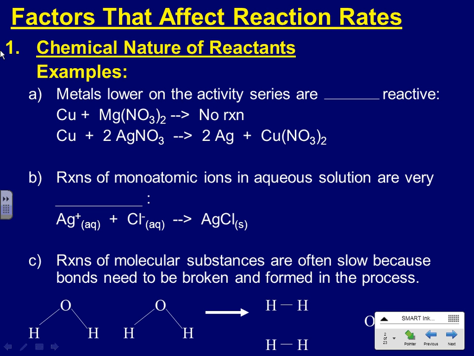If I've got copper and magnesium nitrate, no reaction takes place. You don't need to write that down. But if I have copper and silver nitrate, then I do get my single displacement reaction, and it happens very quickly. So you could say that the top one is infinitely slow. It doesn't take place. The other one is very fast.